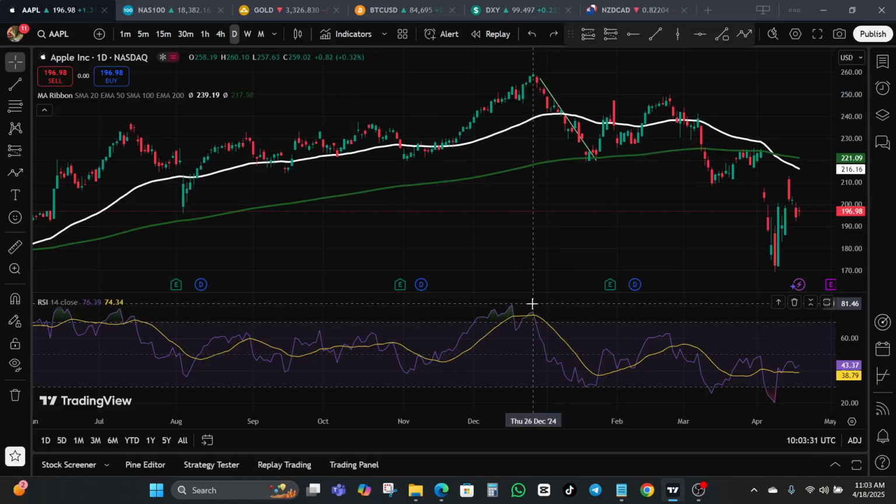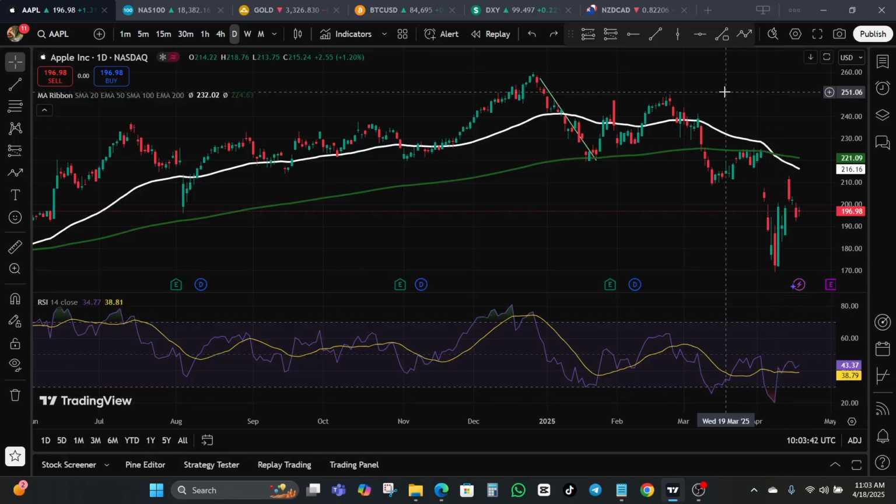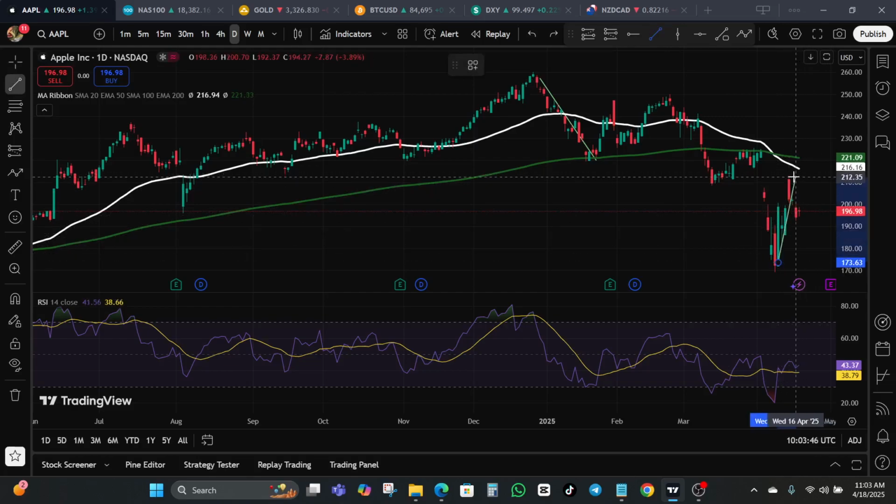On the other hand, if the RSI is below 30, the stock might be oversold and ready for a rebound. And you can see that's what happened here. The stock was oversold, and you can see that we had a rebound. You can see we had a move to the upside.